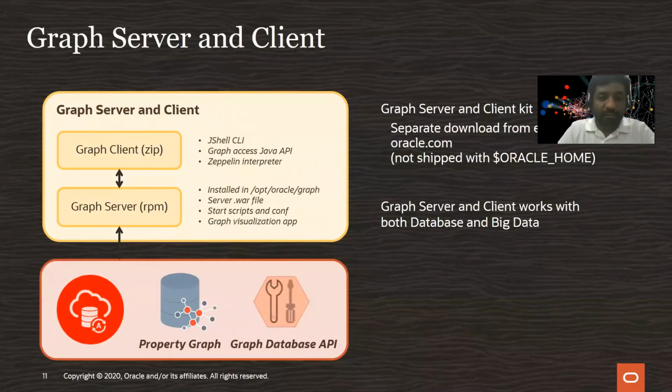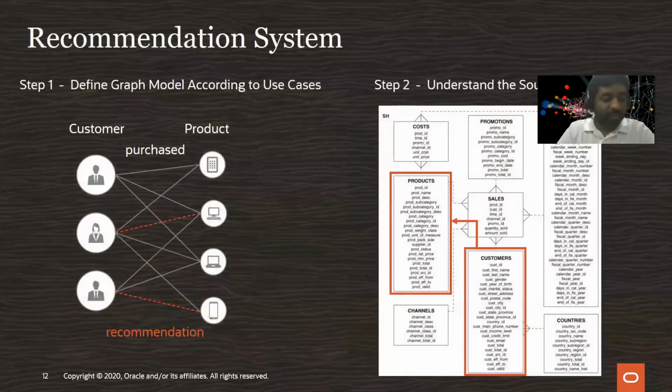To leverage graph analytics, we have to make sure we have the graph server deployed on top of the property graph database. And how you will leverage it? You will basically load the information from the graph database into the graph server, into memory, and then you run the algorithm on top of it.